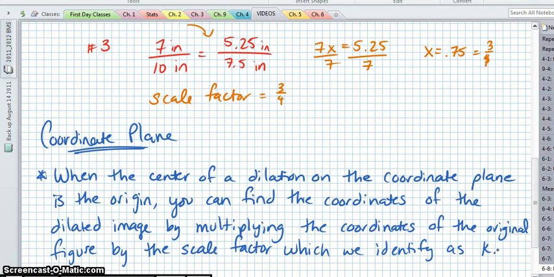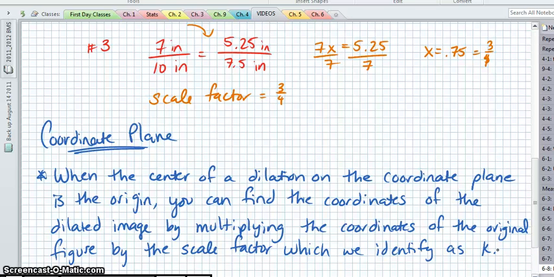Okay, so again, let me just restate this. When talking about the coordinate plane in different geometric shapes, when the center of a dilation on the coordinate plane is the origin, you can find the coordinates of the dilated image by multiplying the coordinates of the original figure by the scale factor, which we identify as k.